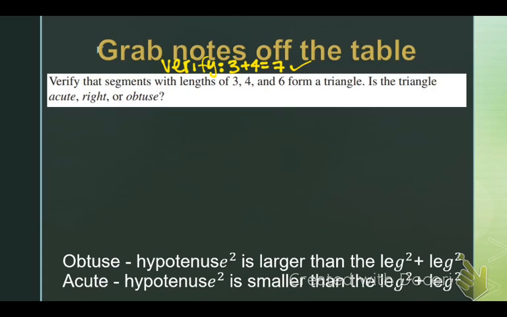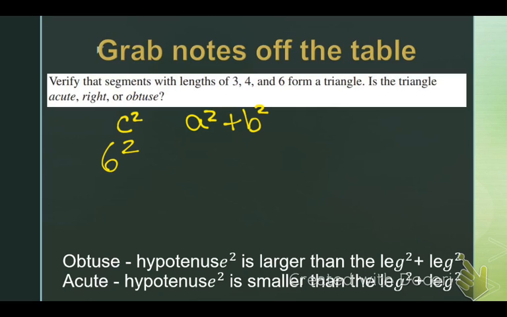Not a squared plus b squared. What was the other option? C squared, and then a squared plus b squared. You're comparing the length of the hypotenuse squared to the legs squared and added together. So which one of these lengths would be the hypotenuse squared? 6 squared.